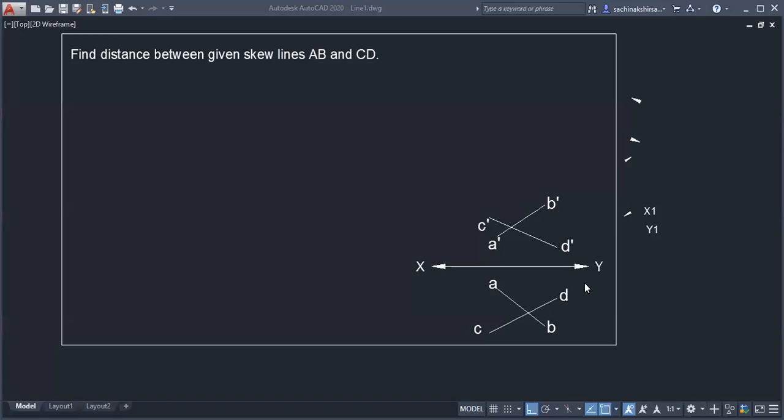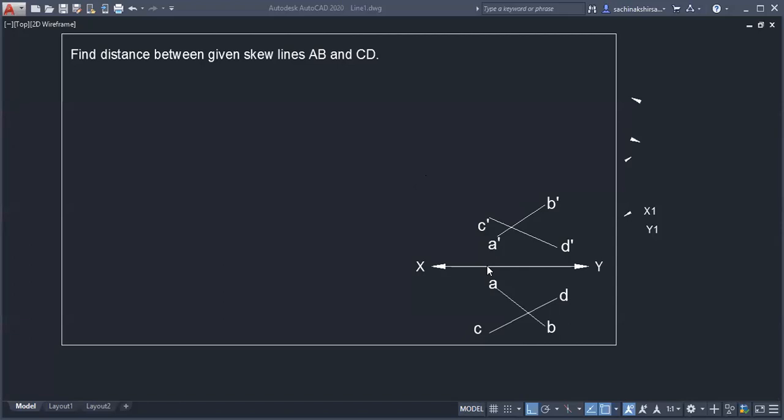In parallel lines, when two lines are parallel in one view, they will remain parallel in all the views. That is the main concept in parallel lines we have studied. After that, what have we studied?